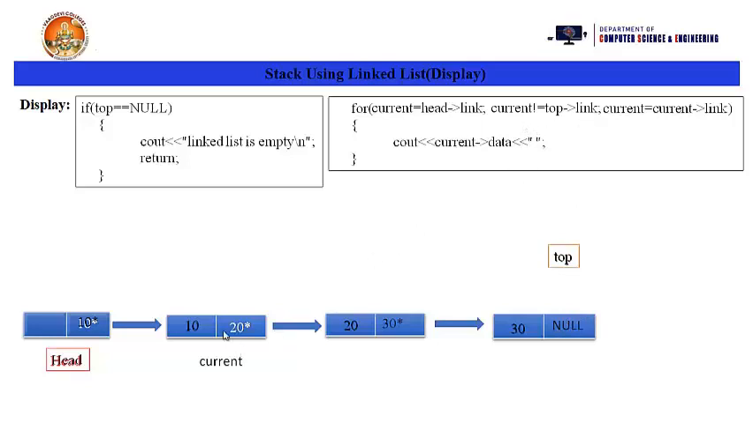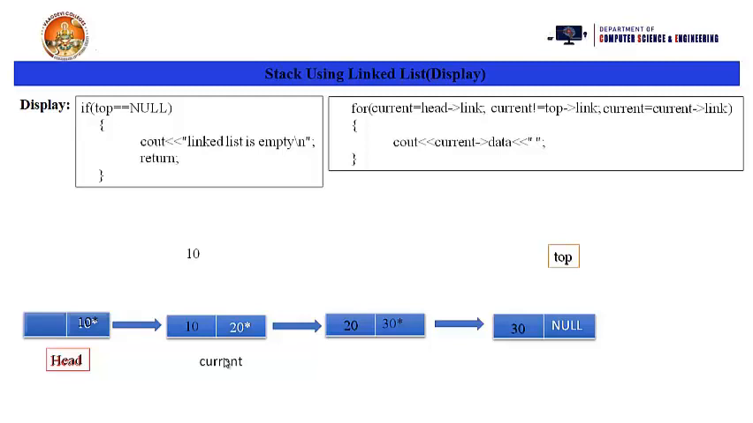So current is pointing to something. It is not equal to null. So current is the 10th node and top is the 30 node. Both are not equal. Then we need to execute the for loop body. What is the for loop body? We need to print the data value of current. So, current tends to data, 10 will be printed.